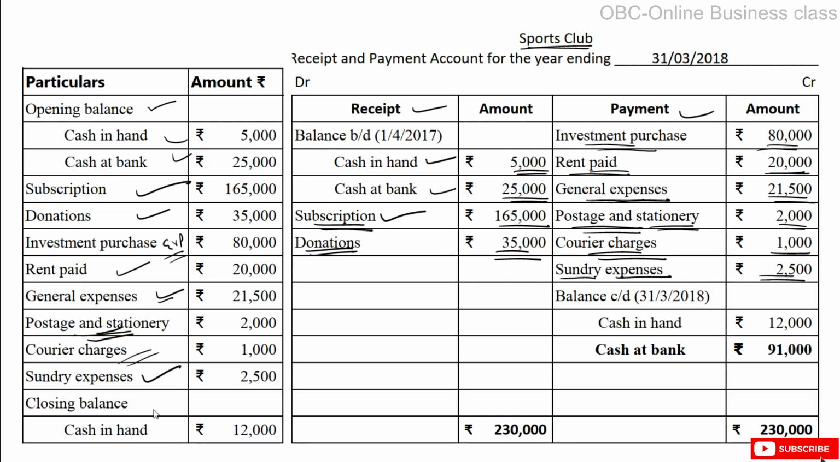Next is closing balance. Almost all the items have been recorded except this closing balance. Closing balance is opposite to the balance brought down or opening balance. So you need to record in the payment side saying that balance carried down. You're carrying down the balance, that means you are just forwarding to next year. So balance carried down, cash in hand 12,000, but they're not given cash at bank. So cash at bank needs to be calculated. That will be calculated as balancing figure for this problem.